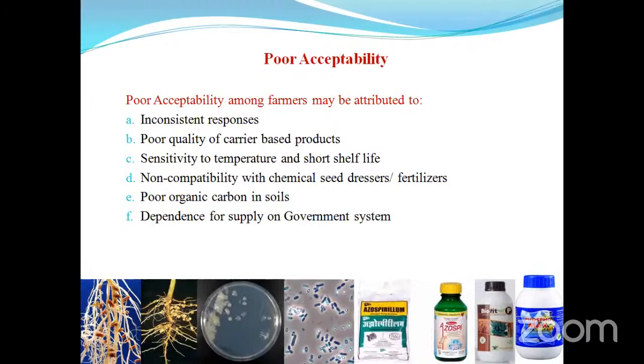Poor quality of carrier-based products I have already discussed, and then sensitivity to temperature and short shelf life, because in our country diverse ecological ranges are there. Somewhere, in the western part, the temperature in summer goes up to 45 to 50 degrees centigrade. Obviously, these living microorganisms cannot survive, or rather it is very difficult for them to survive on those high temperature days. So storage facilities should be there, some kind of mechanism so that farmers get quality material.